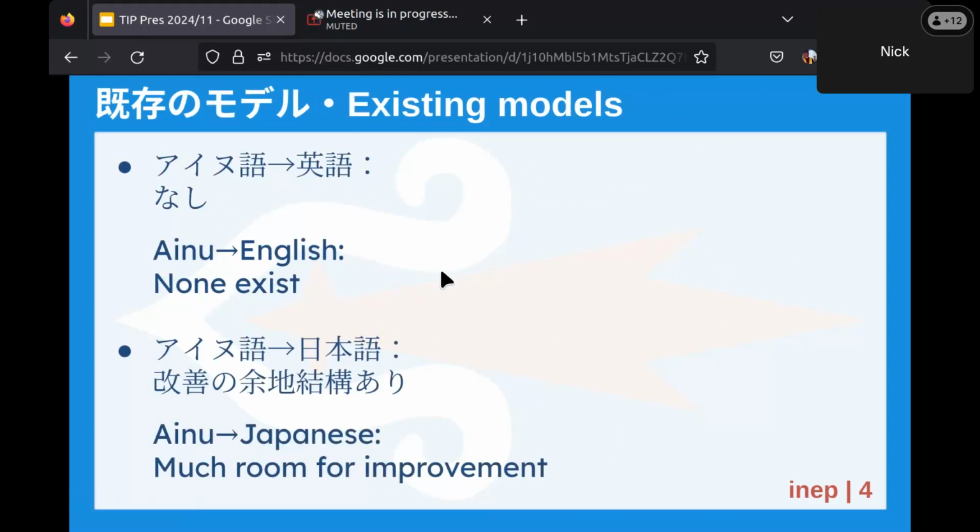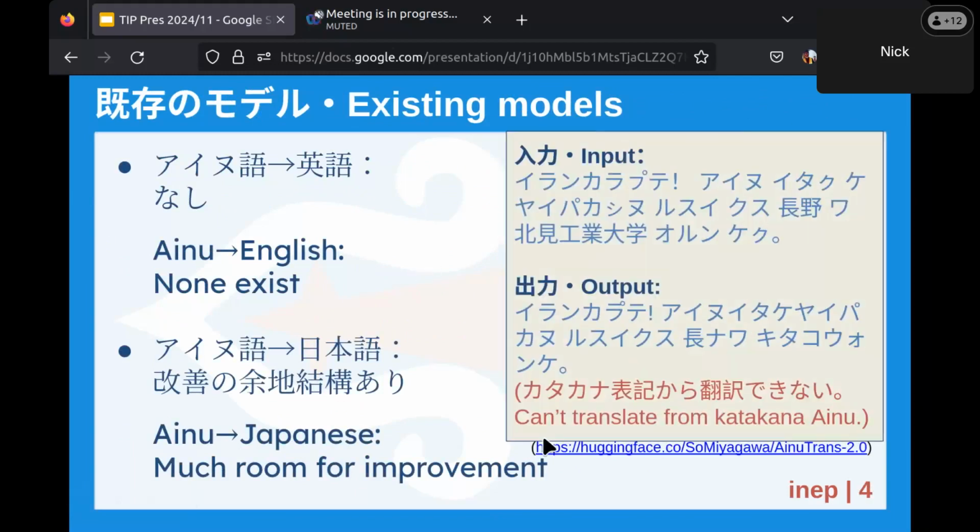So let's look at the previous sentences in those models, using this model that I found on Hugging Face. First off, trying to translate the katakana representation of the Ainu language resulted in an attempted translation back into Ainu, but with different words. It's not a correct rephrasing of the sentence. This is nonsense. So you cannot translate from katakana Ainu in the existing models.